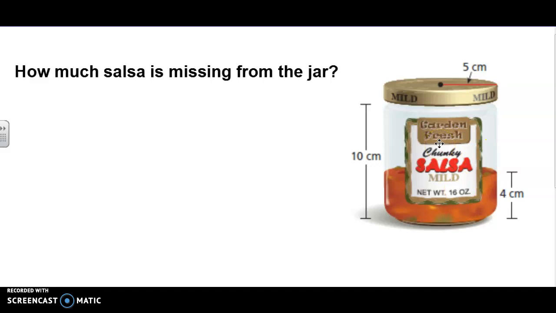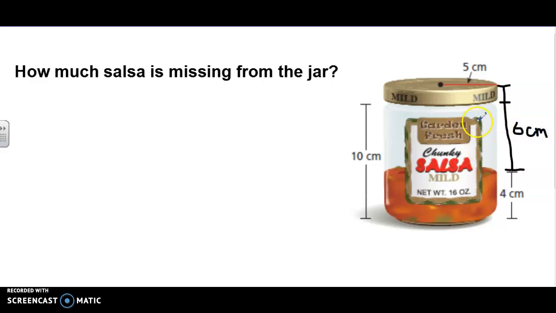The other way we can do it is we can say, well, let's pretend that the cylinder was just cut off right here. Let's just say the cylinder we're looking for is this part. So what would the height of that part be? Well, if the whole thing is 10, and then the part that there's salsa in is 4, well, how much would there be here? I guess we'll start here, no salsa in the jar, in the lid. So how much would be here? That would be 6 centimeters.